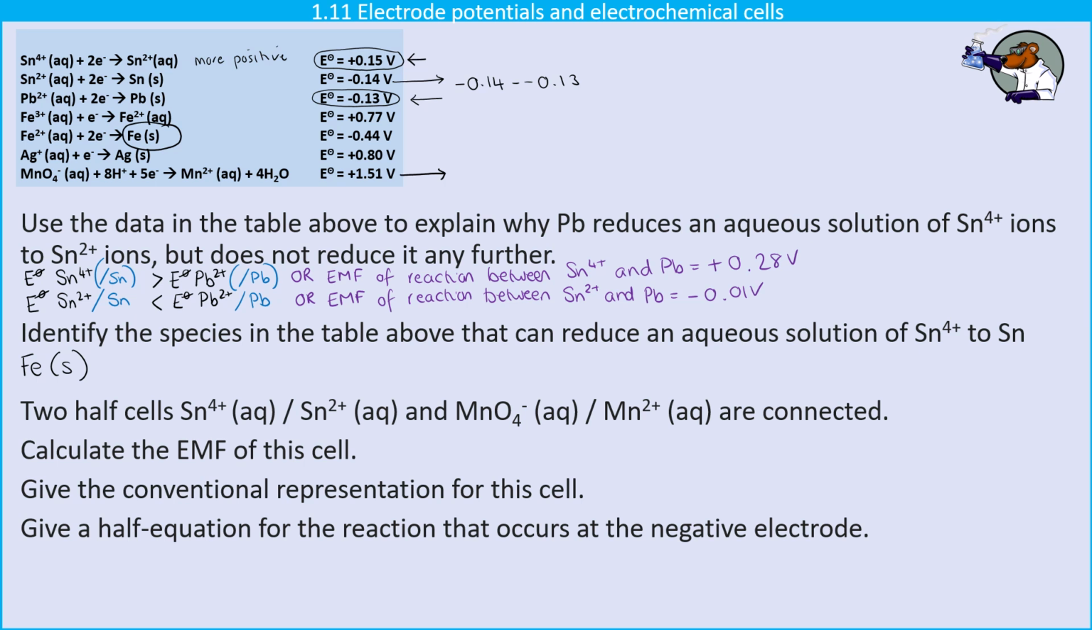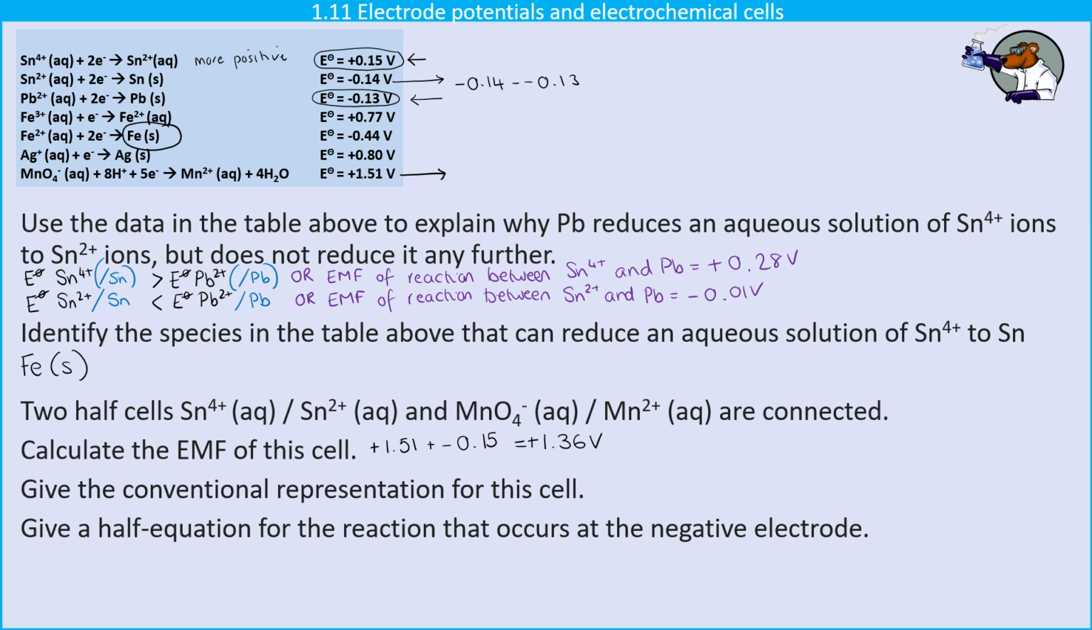We know that the manganese-based reaction is going to go in the forwards direction because it's the more positive value, and the tin-based reaction is going to go in the reverse direction because that's the less positive value. So therefore we're going to be doing plus 1.51 plus negative 0.15 because I've flipped that one over, which gives me a value of plus 1.36 volts. Next, we need to give the conventional representation.